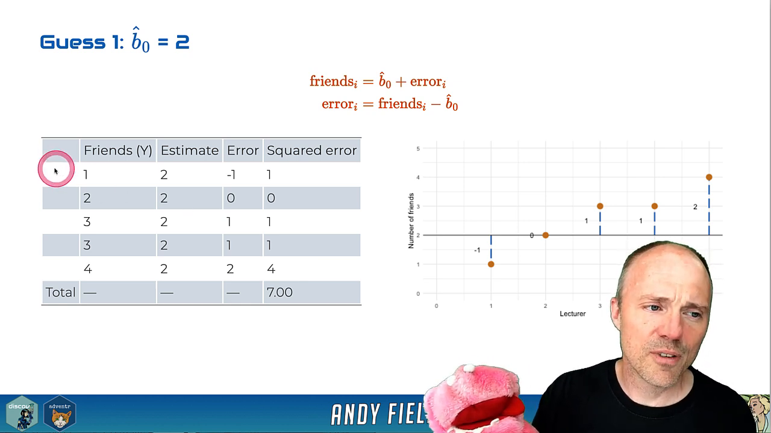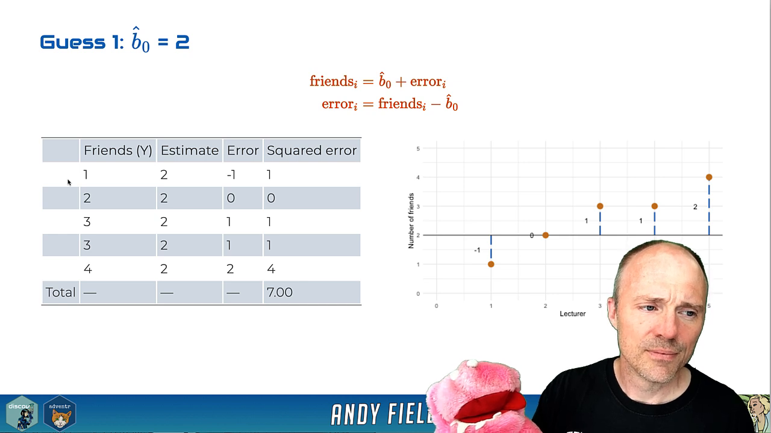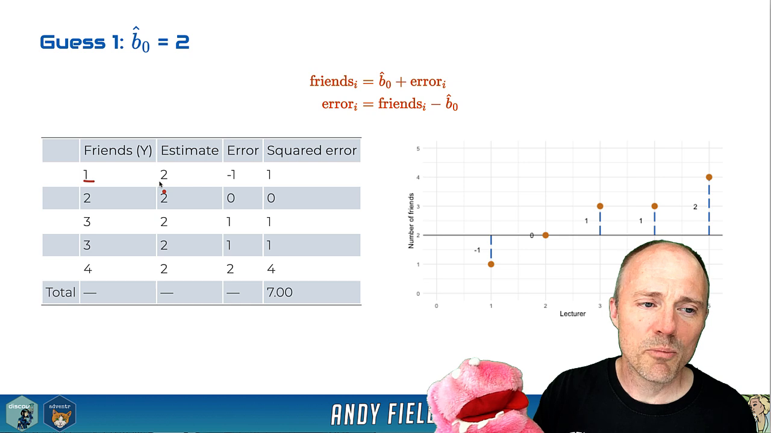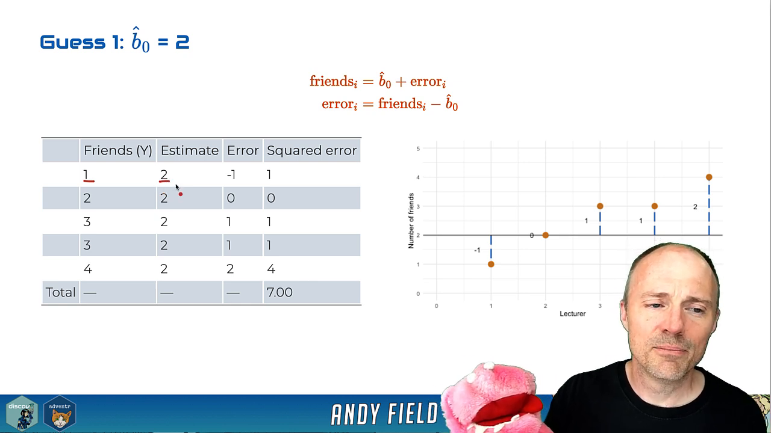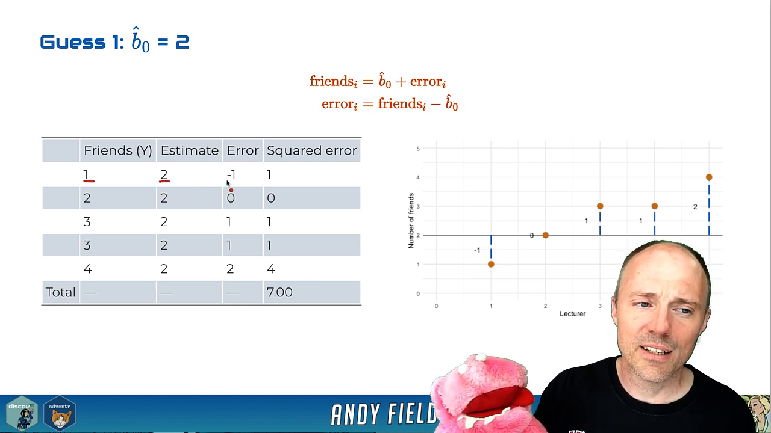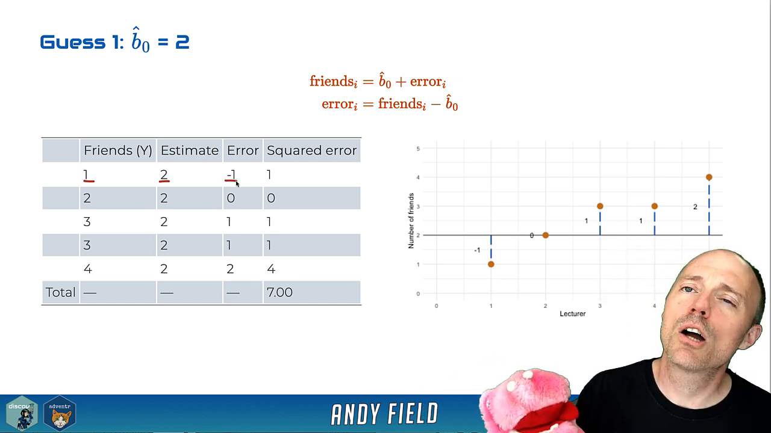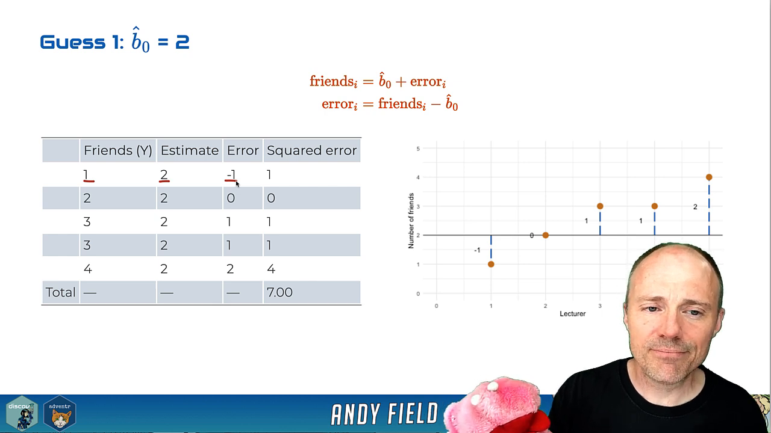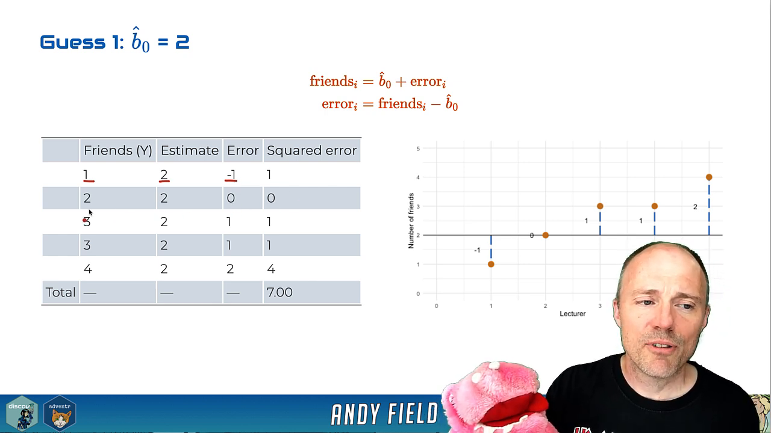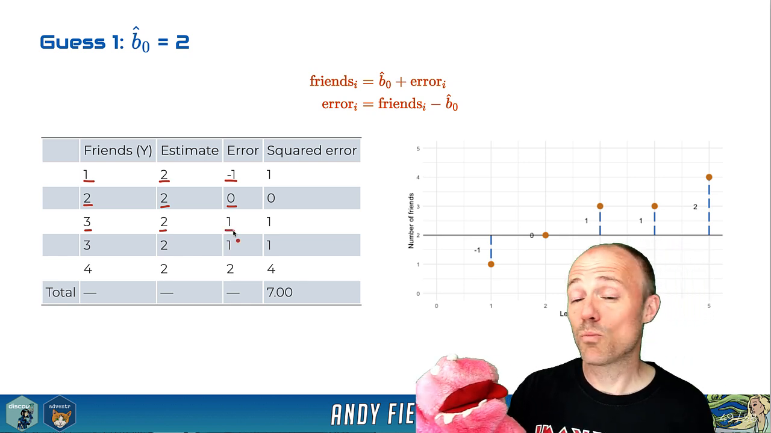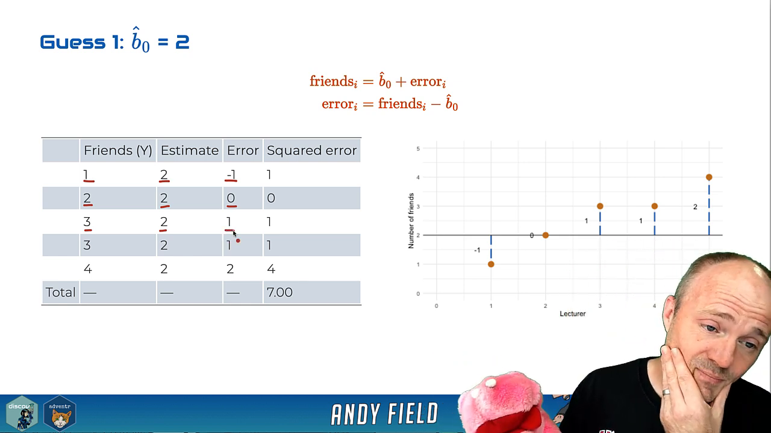So for example, for this first person, they had 1 friend, we predicted they had 2 friends, so we over predicted. We get a -1 as the error, because our model over predicts how many friends they had. And we could do that for everyone. The second person had 2 friends, we predicted 2, so that's an error of 0. The third one had 3 friends, we predicted 2, so they had an error of +1, 1 more friend than we predicted. We could do that for all of them.